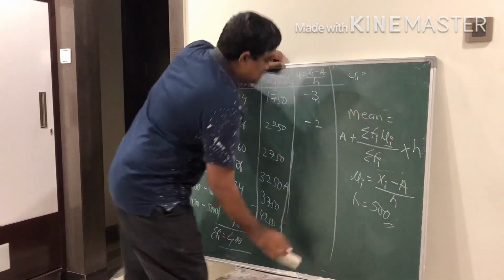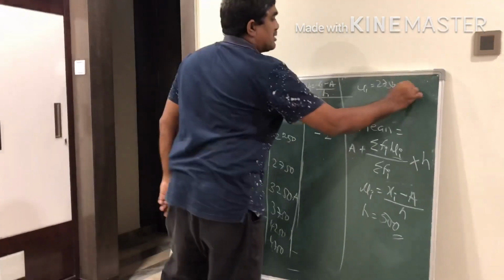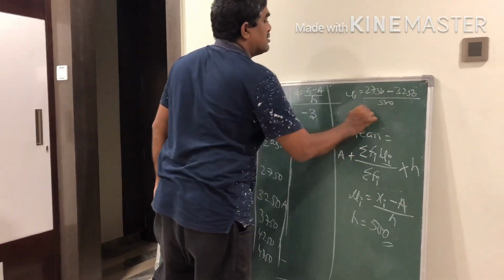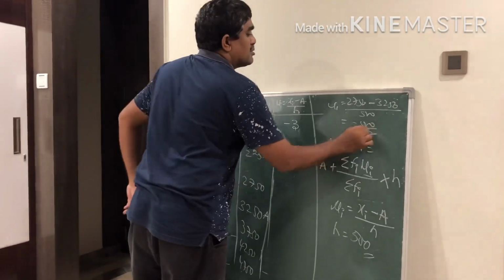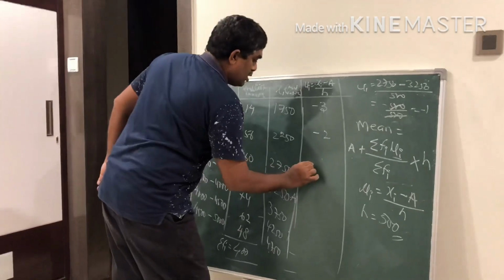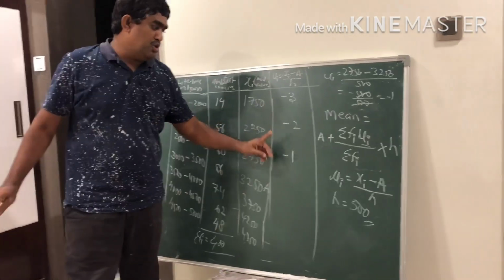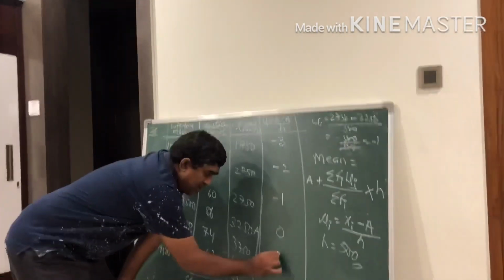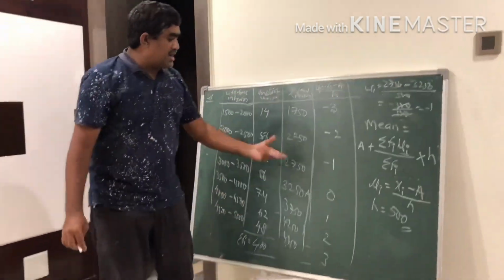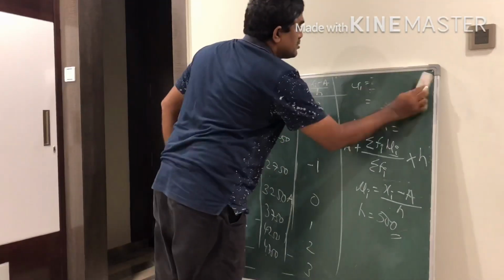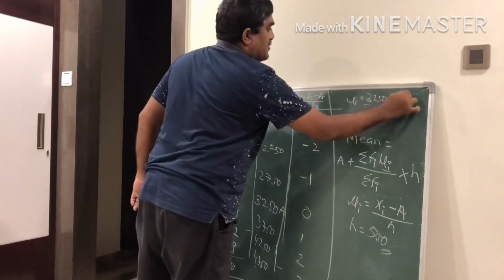Next one, you do that. Again, xi minus A by h. What is xi? 2750, minus A, 3250, by 500. 2750 minus 3250 is minus 500, by 500, minus 1. So you should get clarity. See, minus 3, minus 2, minus 1. Next 0, next 1, 2, 3. Third one, xi is 3250, A is 3250, by 500.